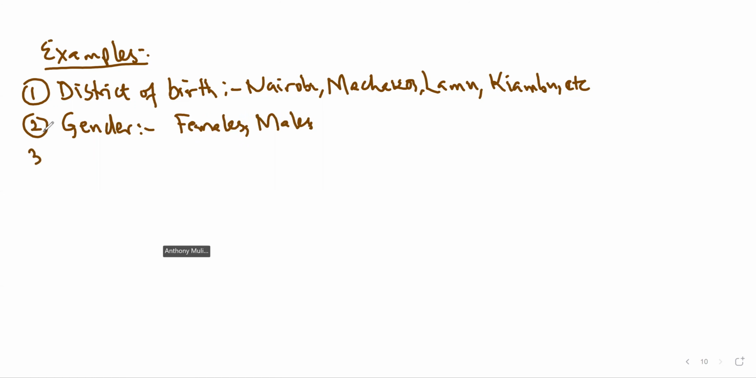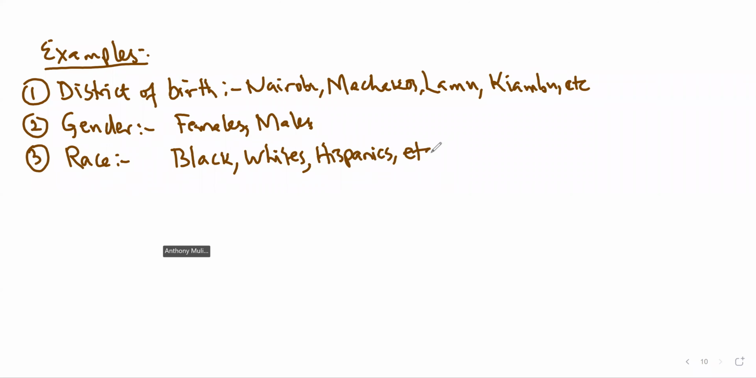Maybe the last one, the race. Maybe some people will report that they are blacks. Others will mention that they are whites. Maybe they are Hispanics, etc. So this data is what we're calling qualitative or categorical data.